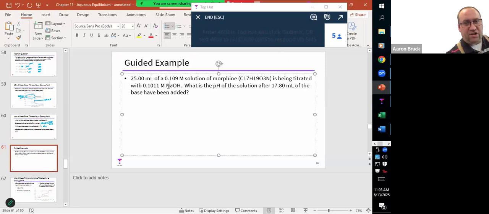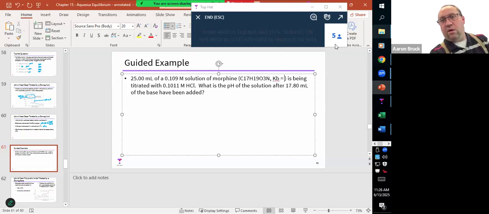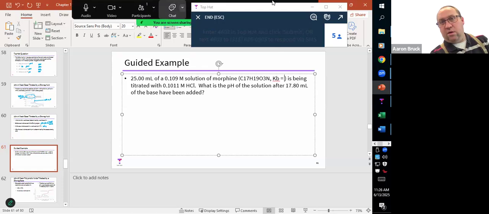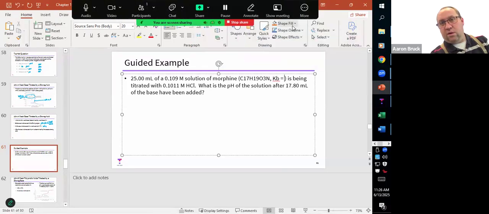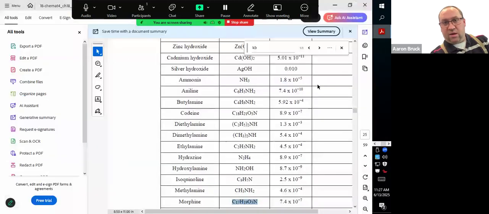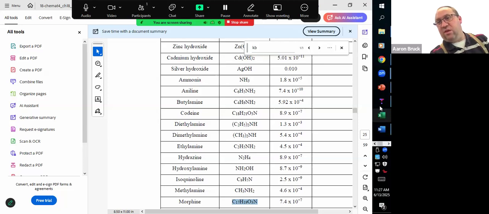I do need to make one change here. Morphine is a base, so we need to titrate it with an acid. And I forgot to put the Kb value in. So Kb for morphine is 7.4 times 10 to the negative 7th.